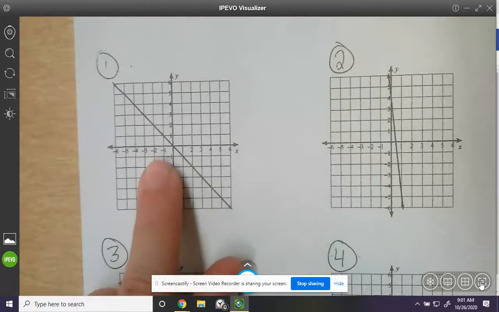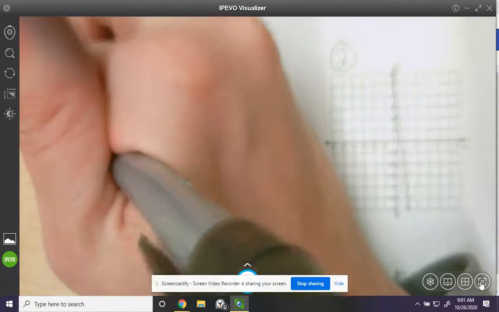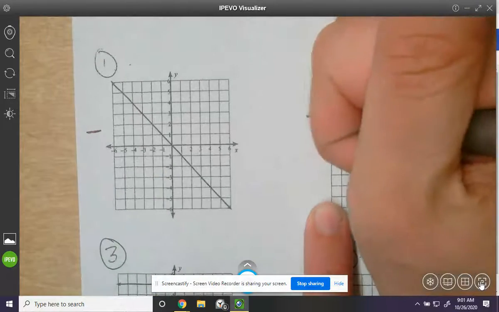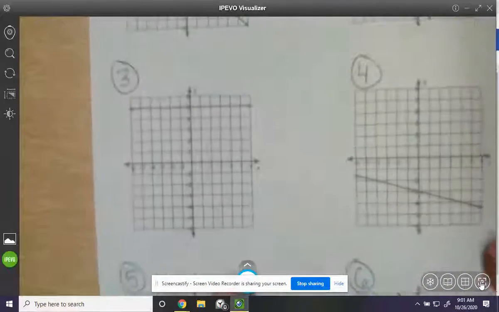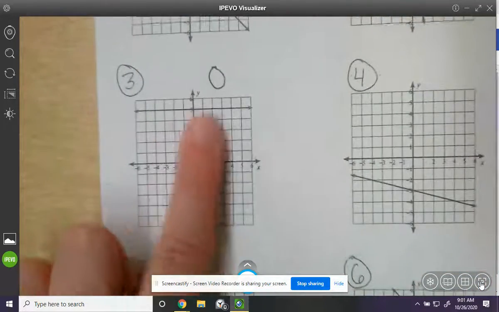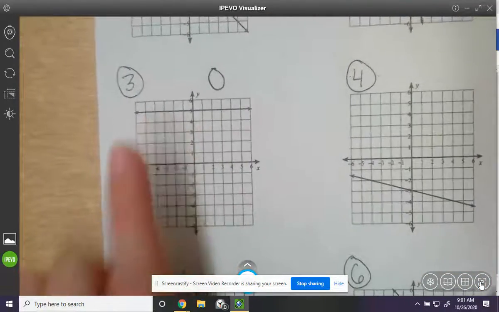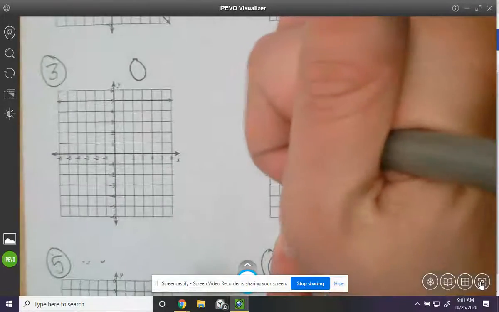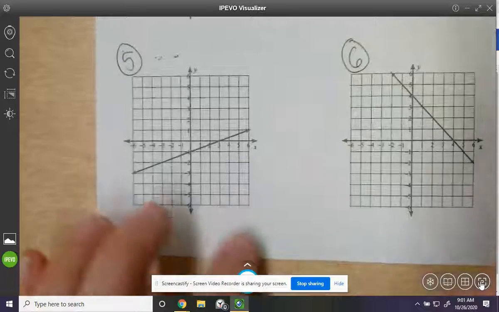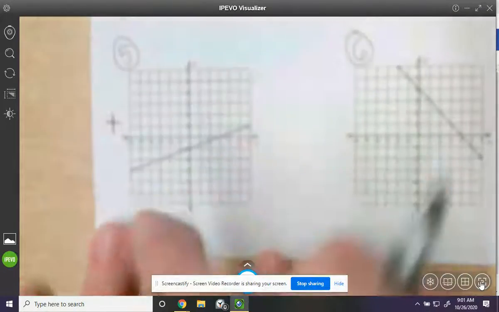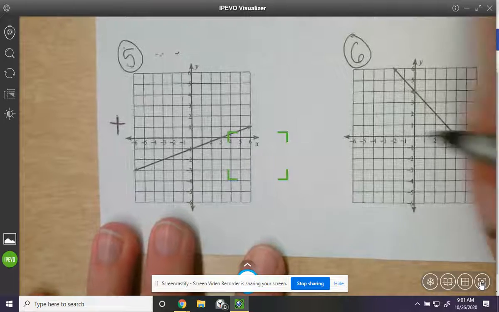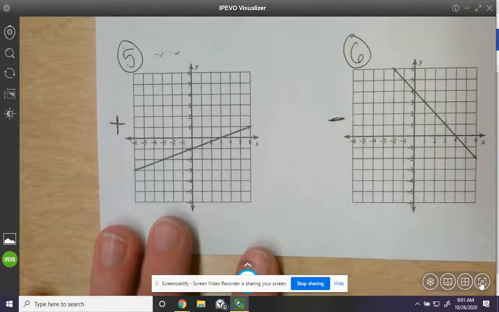Number 1 is a negative slope. Number 2 is also negative. Number 3 is not negative or positive because it is just 0. 0 fun. Number 4 is a negative slope. Number 5 is a positive slope because it's going up and to the right. And number 6 is also a negative slope.